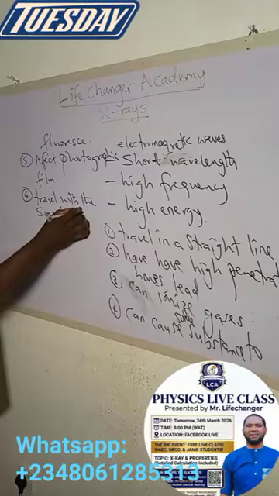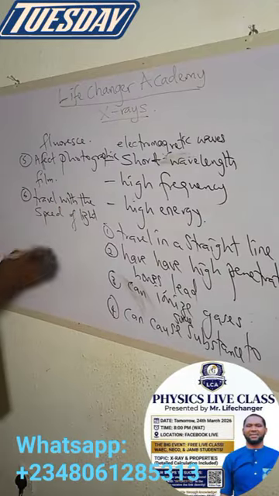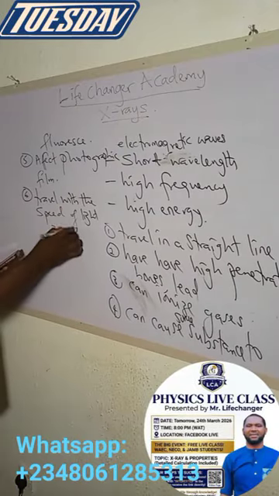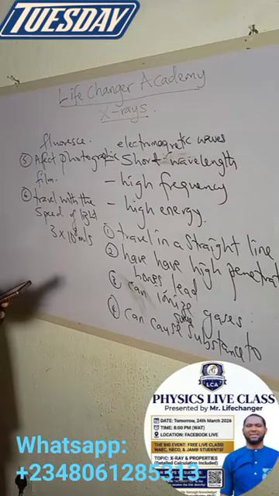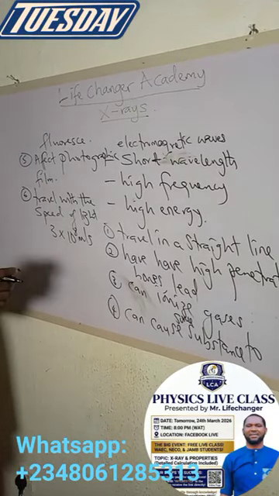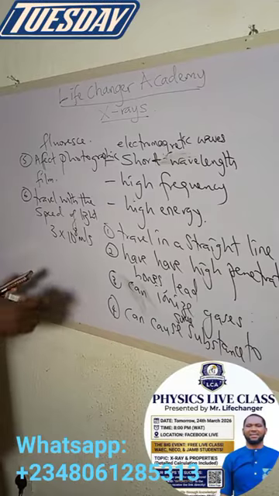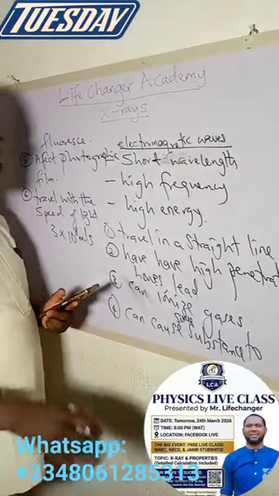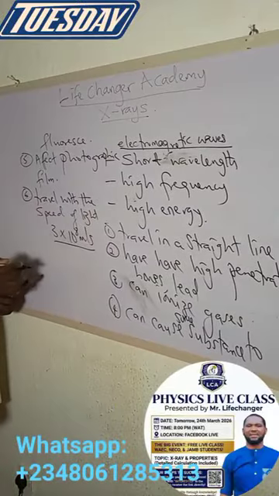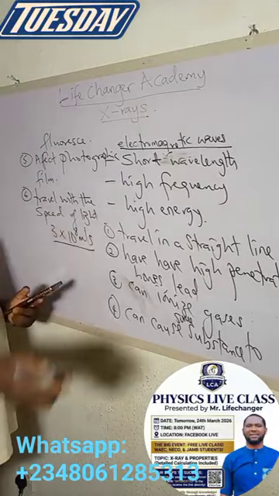And of course, you know the speed of light. The speed of light is 3 × 10⁸ meters per second. That is the speed of light. Okay, that is very, very important for you to note. Now, I want to say this, that all electromagnetic waves, all of them, the 7 of them, travel with the same speed of light, which is 3 × 10⁸.